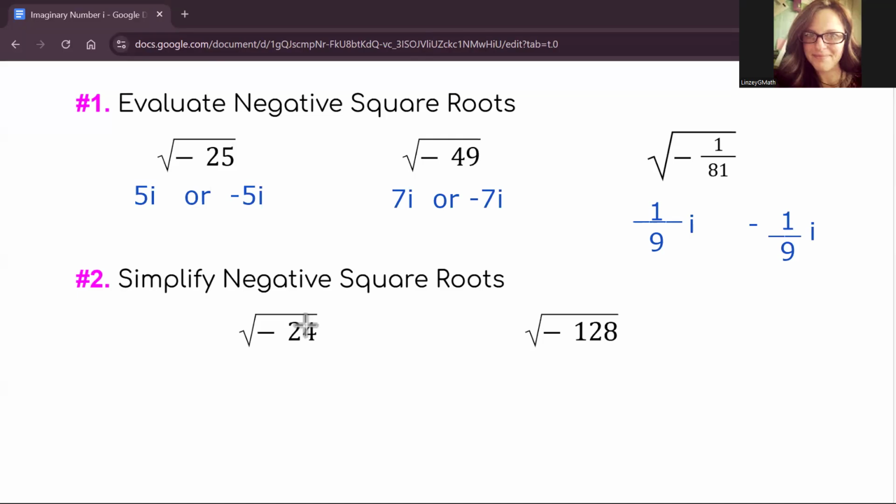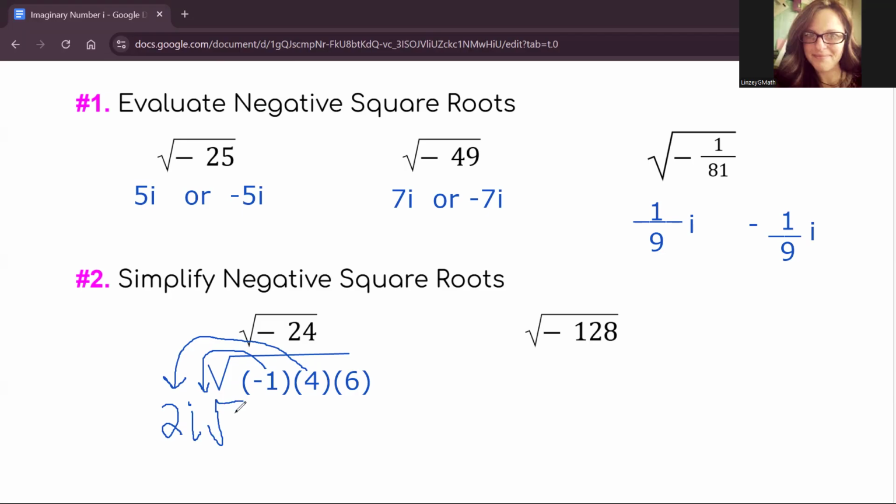Let's take a look at the square root of -24. We could rewrite the square root of -24 as the square root of -1 times 4 times 6. I chose 4 because now we can take the square root of 4 out from under the radical. We get 2, the square root of -1 is i, and then the square root of 6 stays under the radical. And of course, we will get both roots, so we will also get -2i square root of 6.